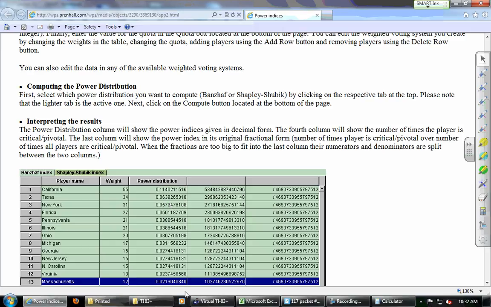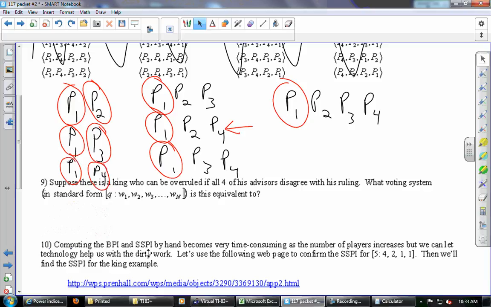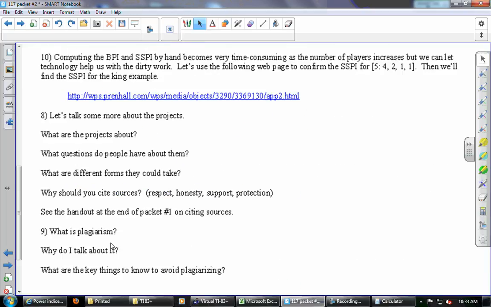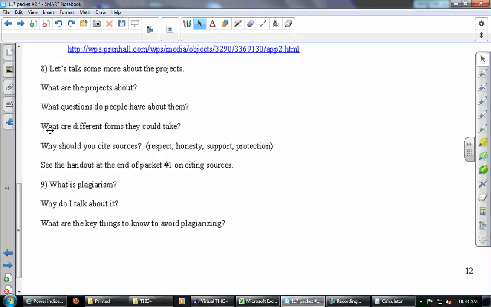Okay, so let's spend a few minutes talking a bit about the projects. So if we come down here, so this is the bottom of page 12.